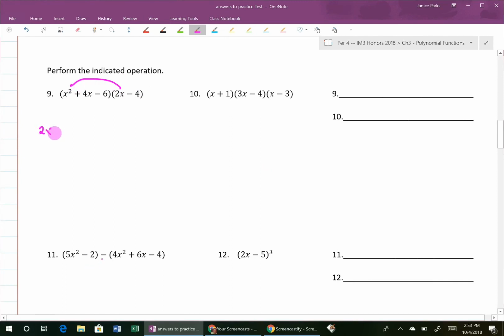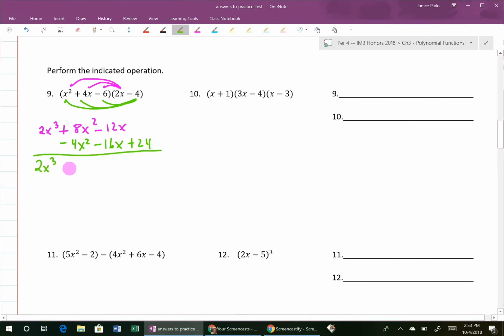So it's going to give me 2x to the third plus 8x squared minus 12x. Then I'm going to distribute this minus 4. So it's minus 4x squared minus 16x plus 24. And then I'll add those together. So that's the answer: 2x to the third plus 4x squared minus 28x plus 24.